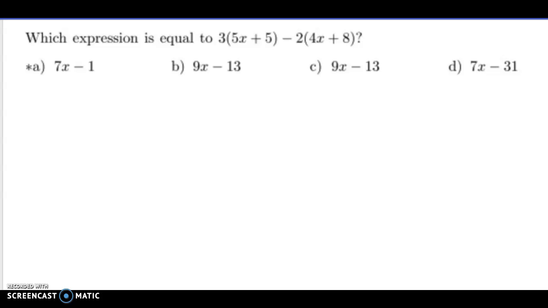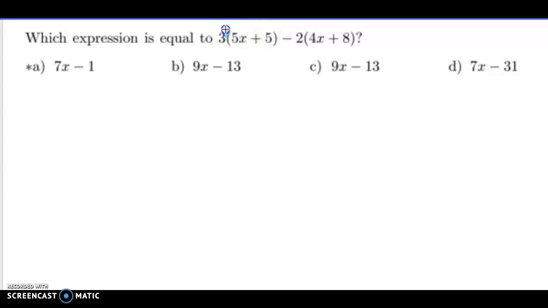It says, which expression is equal to 3 times (5x + 5) minus 2 times (4x + 8)? Remember, because this is an expression, we are not solving for x. We're just trying to simplify to get it in the shortest version possible. So the first thing we need to do is distribute whatever is on the outside of the parentheses to each term on the inside.